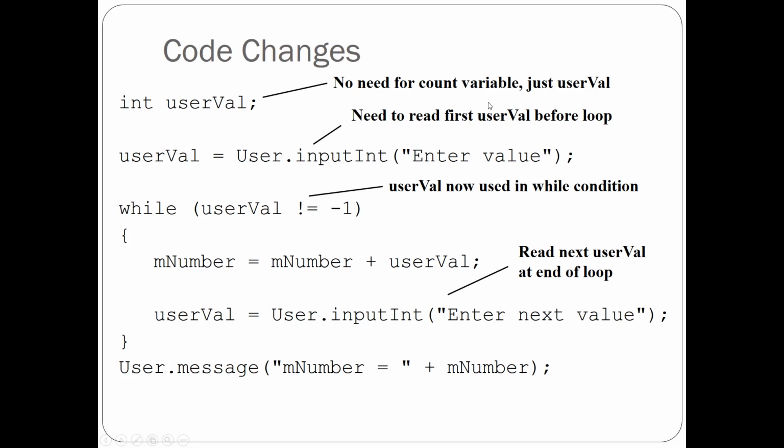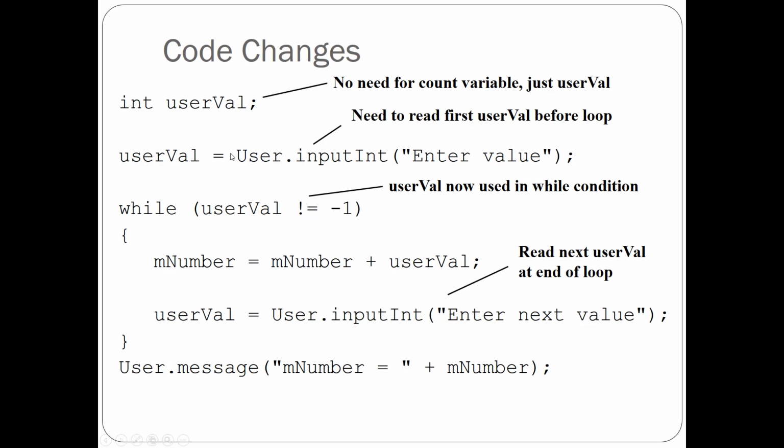Because we haven't got a count variable, because we're not counting how many values we're typing in, we're actually getting the user to type in as many as they want until we type in a dummy value. We have to get the first value off them before we hit the loop, because potentially if the first value that they type in is -1, that means they've finished. There are no more values to enter.